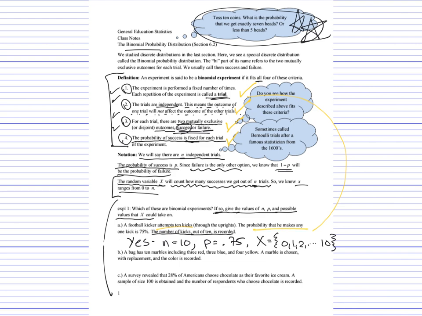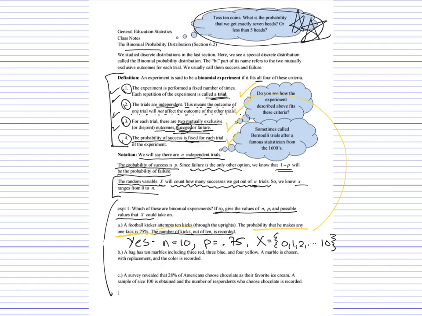And it's absolutely true because, again, they're not telling us that if he misses one, he gets more anxious and he can't make the next one as well. There's nothing like that. It's simply the probability that he makes any one kick is 75%, and that's that fixed probability of success we're looking for.